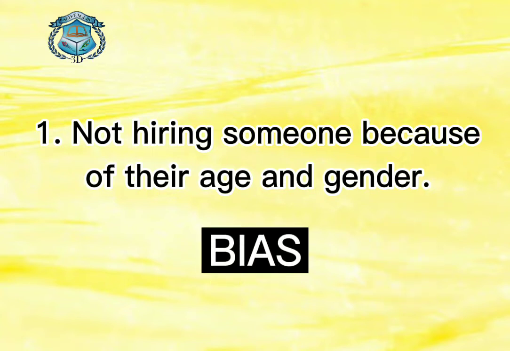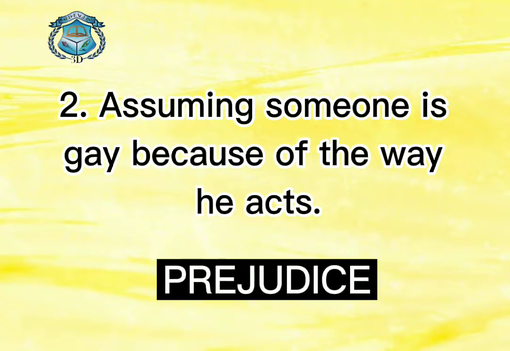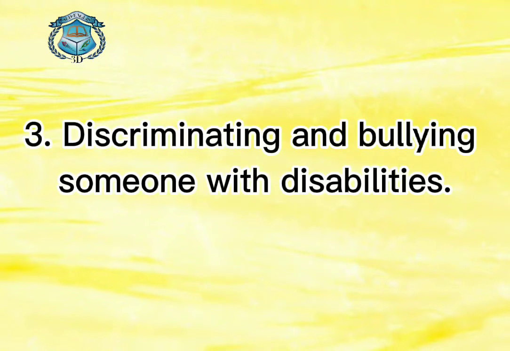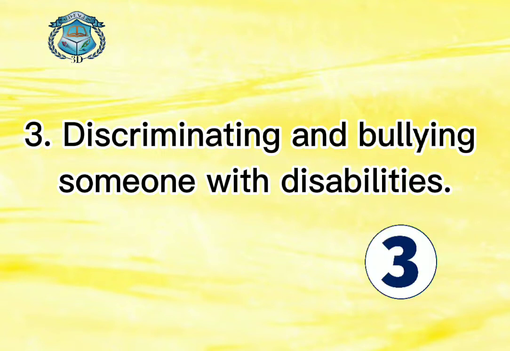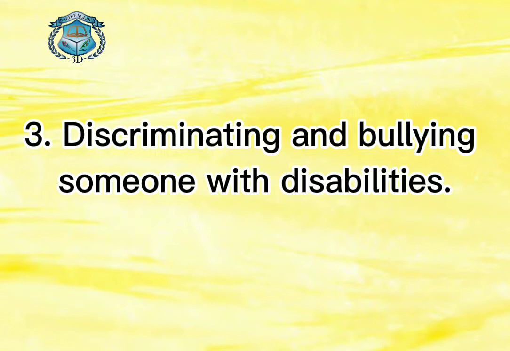Bias, very good. Number 2, assuming someone is gay because of the way he acts. The correct answer is prejudice, very good. Number 3, discriminating and bullying someone with disabilities. The answer is prejudice. Awesome!